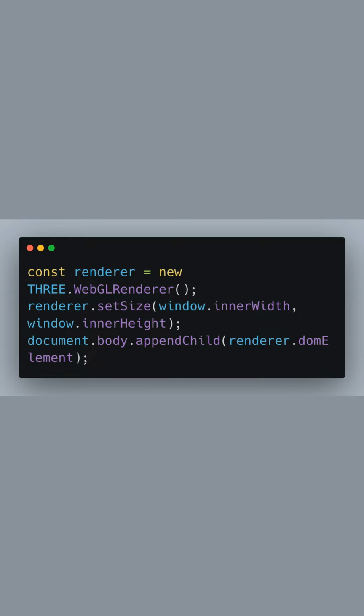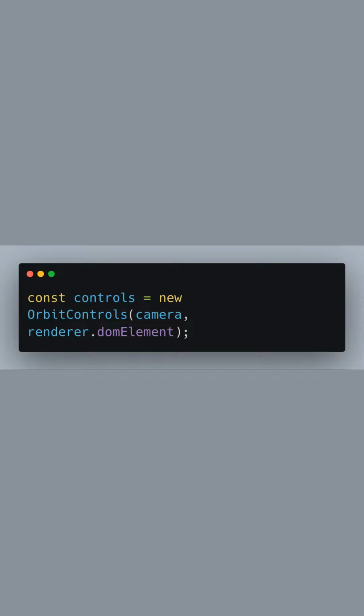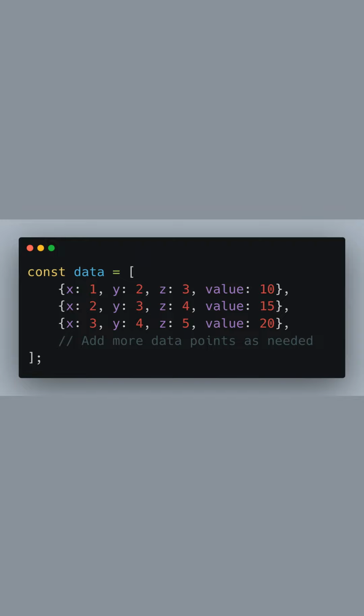Here, we initialize our WebGL renderer, which will create the canvas element where our scene will be drawn. We also size it to fill the entire window and attach it to the document body. With orbit controls, we link our camera to the canvas, allowing users to rotate, pan, and zoom within the scene using their mouse.